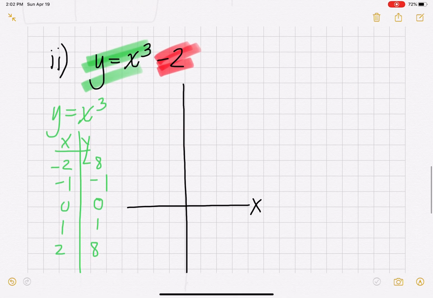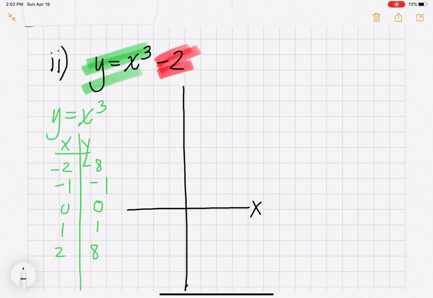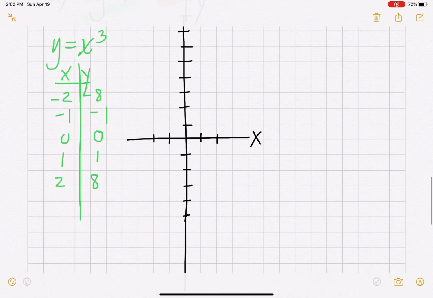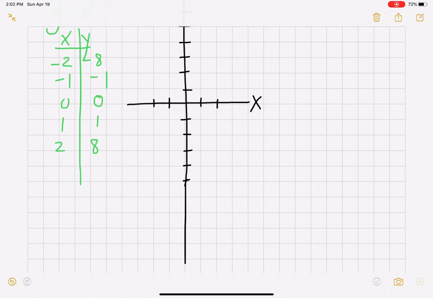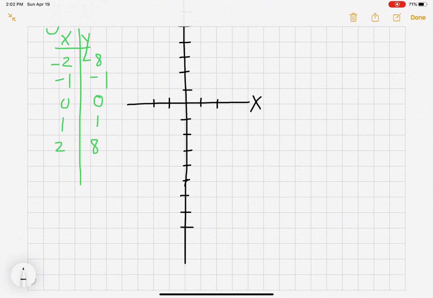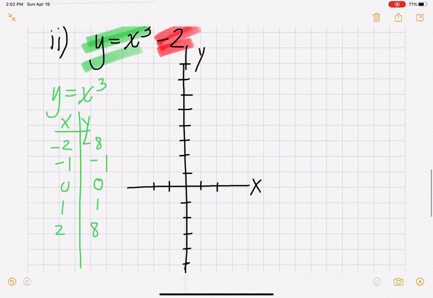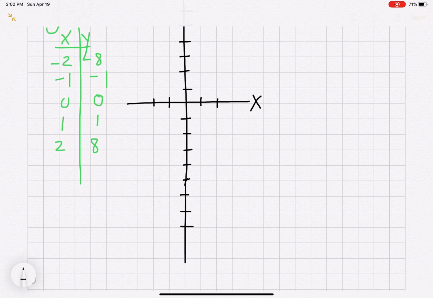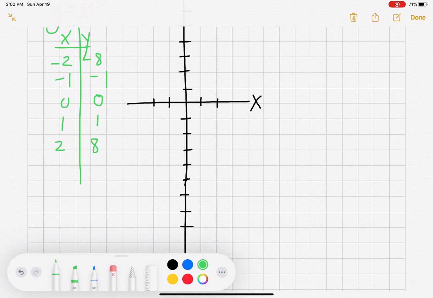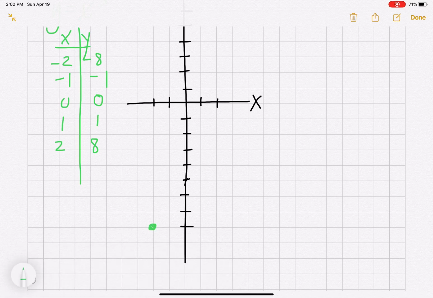x-axis and a y-axis. One, two, three, four, five, six, seven, eight. 1, 2, 3, 4, 5. Six, 7, 8. It's -8 down there. So plotting my key points, I'm going to start with -2, -8 here. Then what? -1, -1, then 0, 0, then 1, 1, and finally 2, 8.